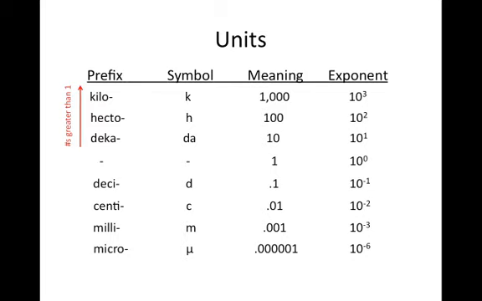We see that these prefixes mean numbers that are greater than 1. So kilo, hecto, and deca are for numbers greater than 1. These prefixes, deci, centi, milli, and micro, are for numbers that are less than 1.